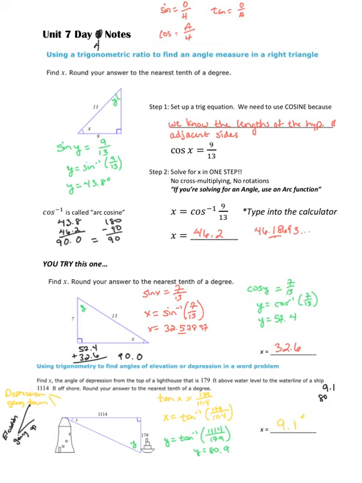And like I like to do with my check, 9.1 plus 80.9 is 90. So there's my built-in check to make sure my angles make sense. If they don't add up to 90, I did something wrong. All right, good luck working with this. You'll do fine.